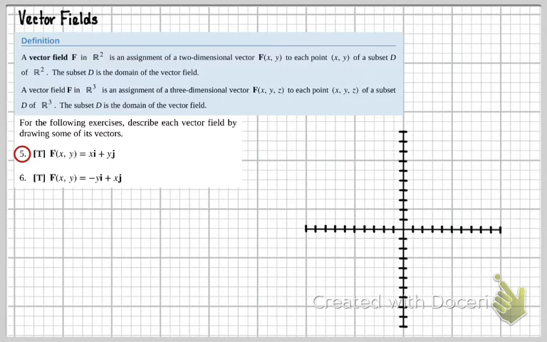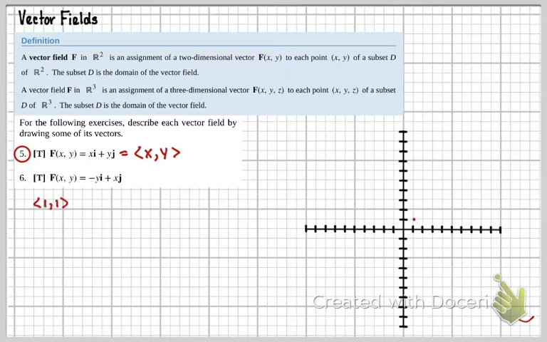Now, if you look below here, it says, for the following exercises, describe each vector field by drawing some of its vectors. So we're just going to draw some vectors here. I'm just going to use a different notation for this right away. F equals x comma y. So, for instance, if I pick the point 1, 1, which is here, I'm going to plug in 1 for x and 1 for y. So I'm going to get the vector at that point, 1, 1.